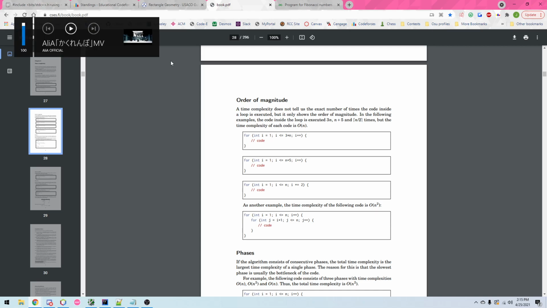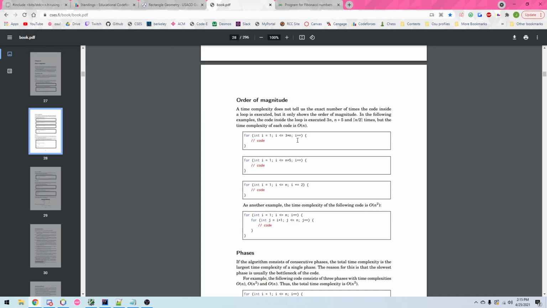So if we go through these examples here, a time complexity does not tell us the exact number of times the code in the loop is executed, but shows the order of magnitude. Like I said, you're not necessarily always going to know the exact number of operations, but it's important to know how it scales.